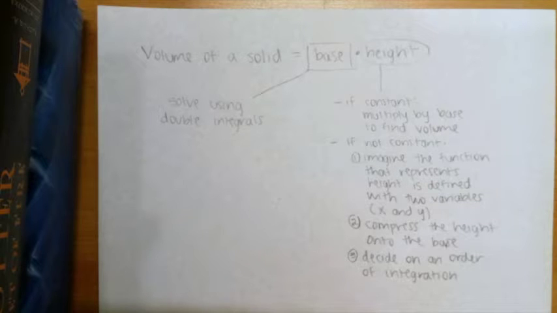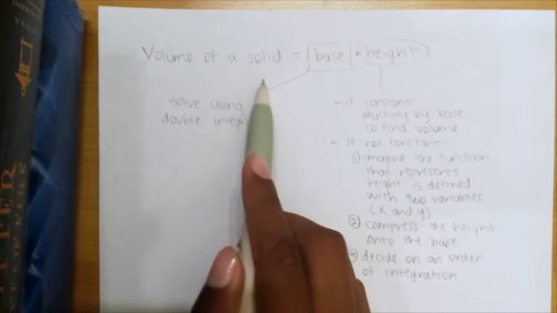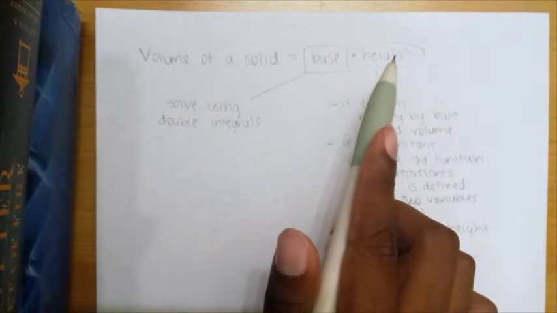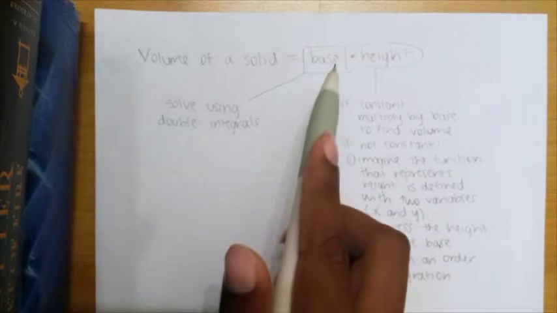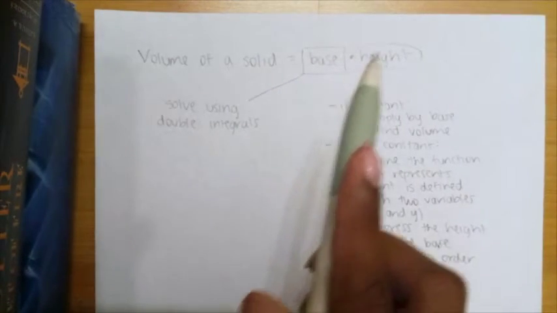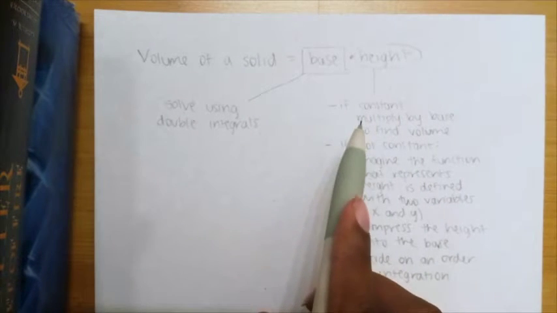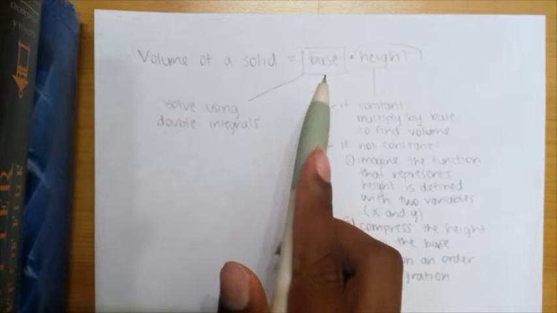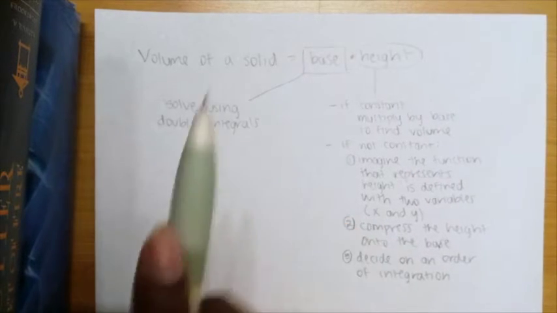Lastly, we're going to show how we can use double integrals to solve for volume. So the volume of a solid equals the area of its base times height. So for the base, we would just solve using double integrals. And for the height, if it's constant, then we would just multiply it by the area of the base and we would have the volume.